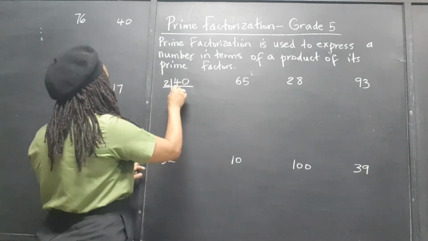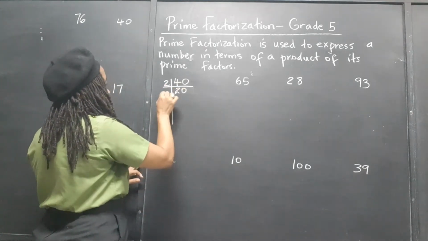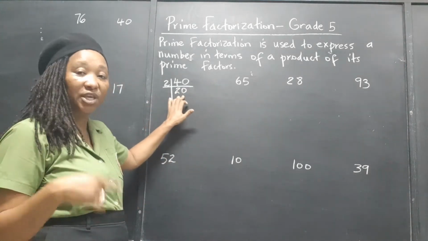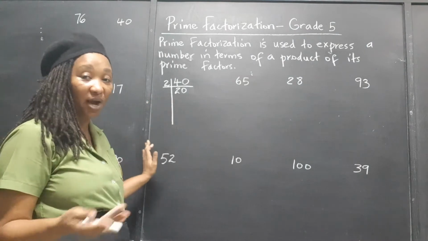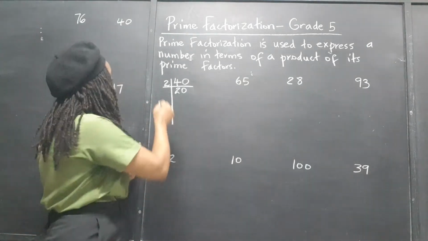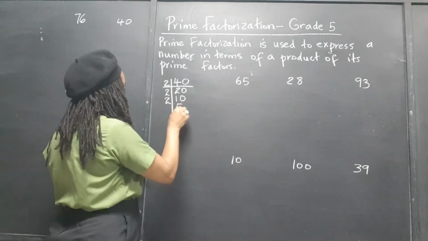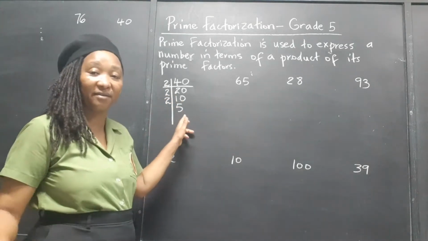So 2 into 40, that's 20. Once 2 can go into the result, keep dividing by 2 until 2 can't go any further. So 2 into 20, that's 10. 2 into 10, that's 5. 2 can't go into 5.